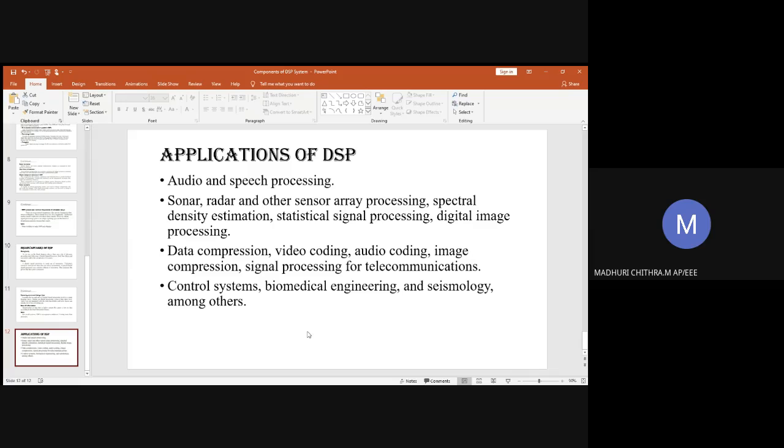So that's all about the components of DSP. I think I have conveyed as much as possible about the components of DSP, the block diagram, explanations with examples, and the advantages, disadvantages, and applications of DSP. So that's all about the components of the system. Thank you.